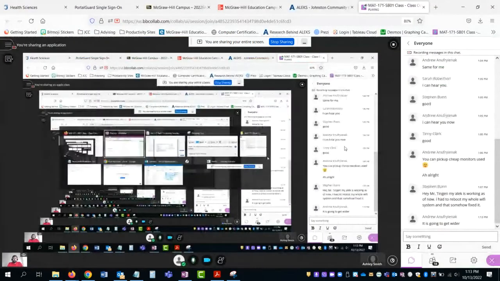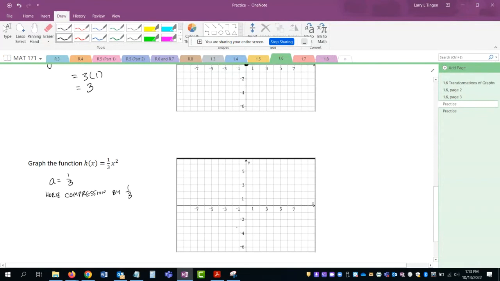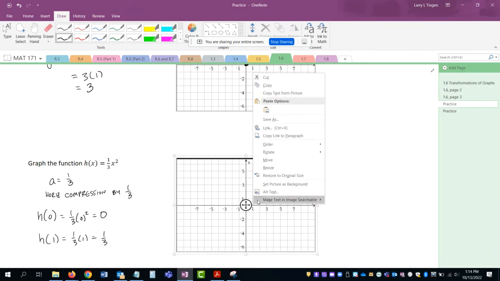So what does that mean? That means if A is 1/3, now when I plug in, for instance, 0, what happens? I get 1/3 times 0 squared, which is 0 times 1/3, which is just 0. That one doesn't change. How about at 1? It's 1/3 times 1, which is 1/3. So I've got my 0, 0, but now when I go out to 1, I only go up to 1/3.